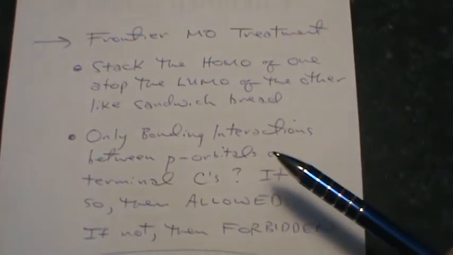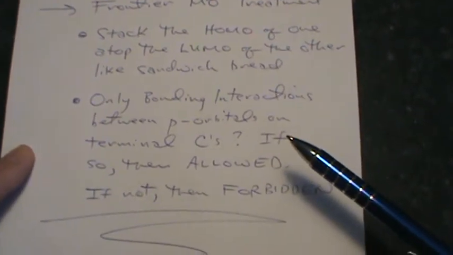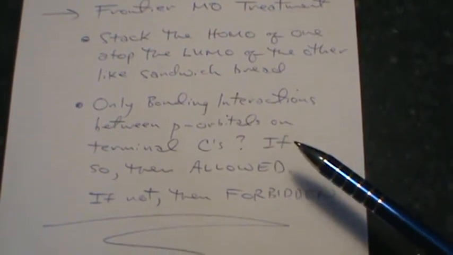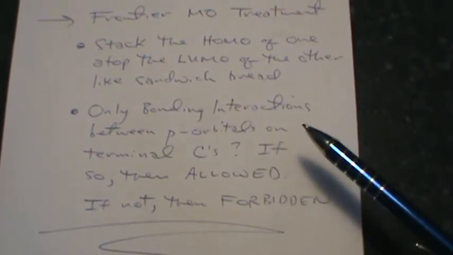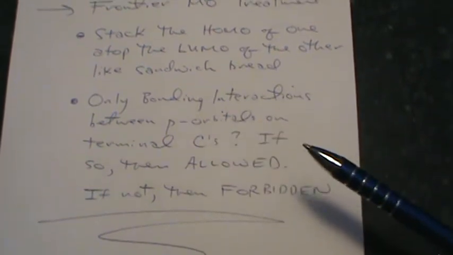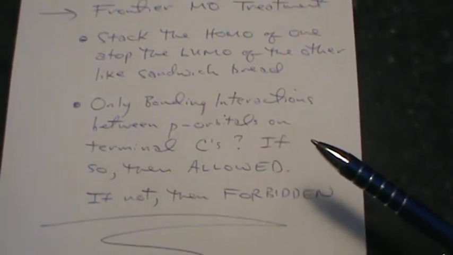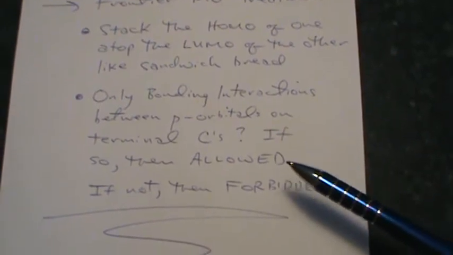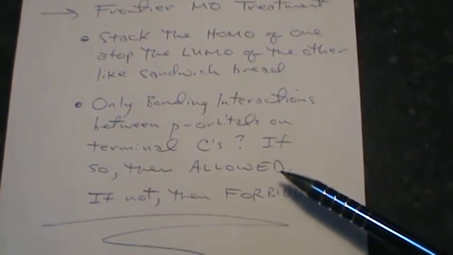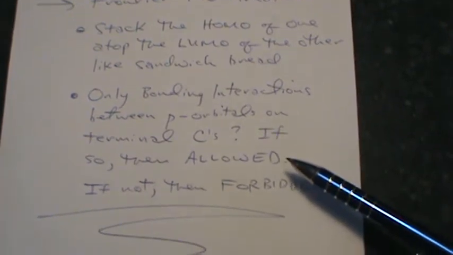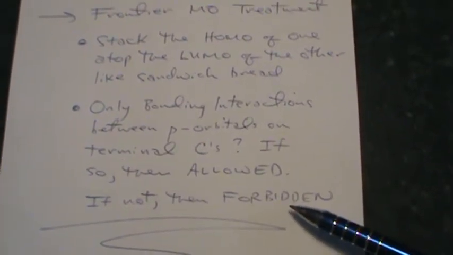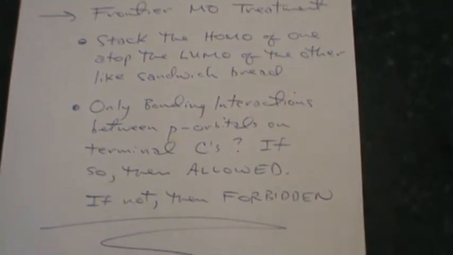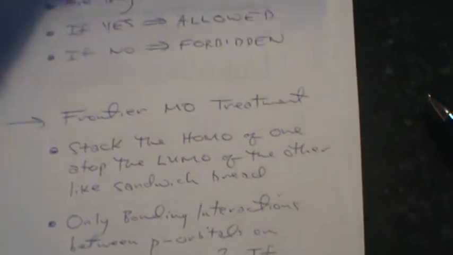Once we do that, we look carefully at the terminal carbon atoms of each of those pi molecular orbitals, and we see whether or not there are bonding interactions between the appropriate lobes that are approaching one another. If there are bonding interactions and only bonding interactions, then we'd say the reaction is allowed, to borrow Woodward-Hoffmann terminology. And if it's not the case, if there are anti-bonding interactions, one or more, then we would say it is forbidden. So we'll look at some examples of all of these.